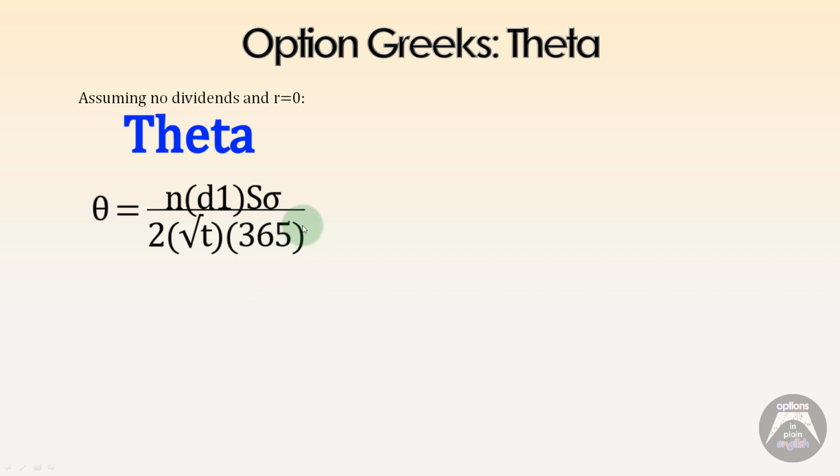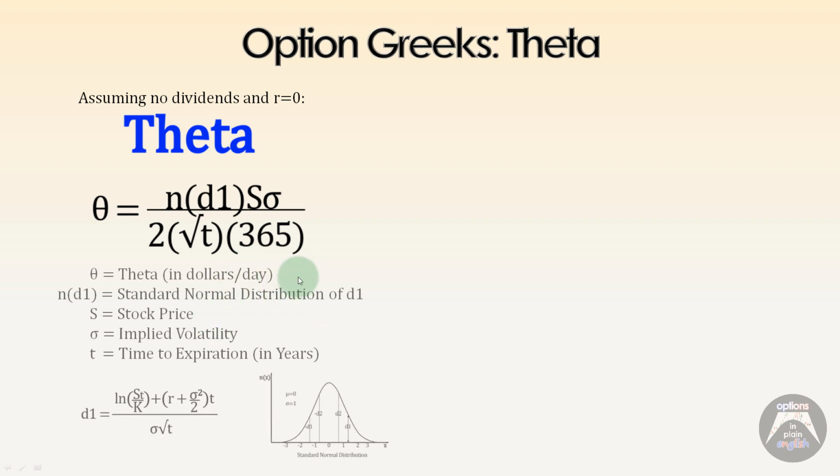So the units of this value are going to be dollars per day. Okay, so we have what this all means. Theta is time decay in dollars per day. The standard normal distribution of D1 is this: stock price, implied volatility, time to expiration in years.